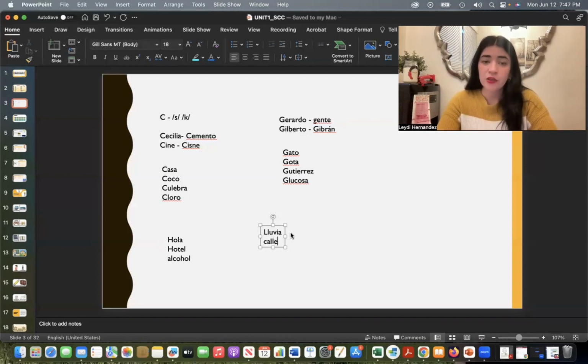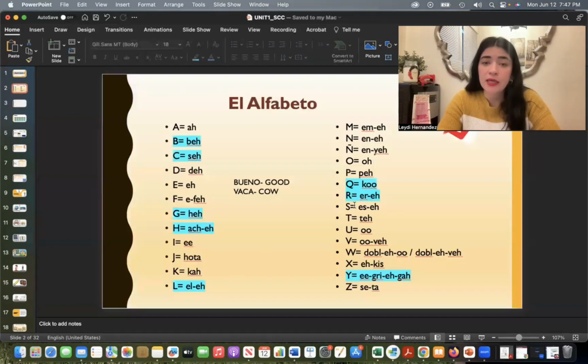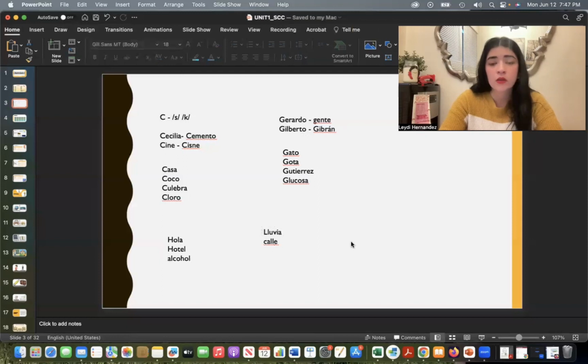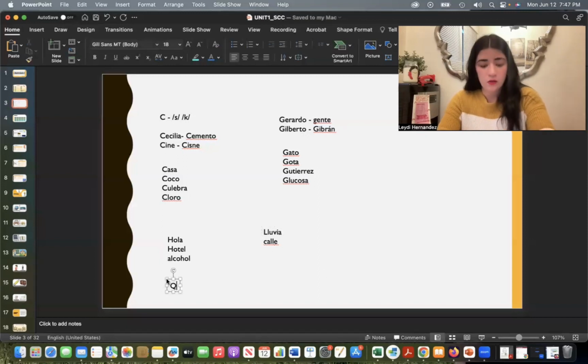Calle, street. Lluvia, it's rained. Calle, it's the street. The next letter will be the letter Q in Spanish. Now, the letter Q sounds like a K. And in Spanish, it always goes with QU.